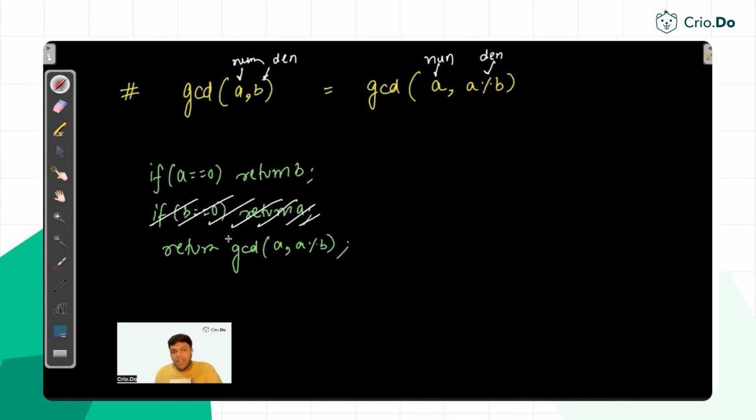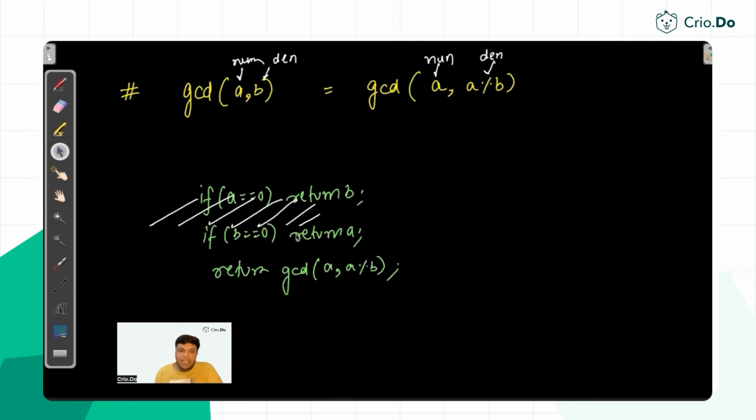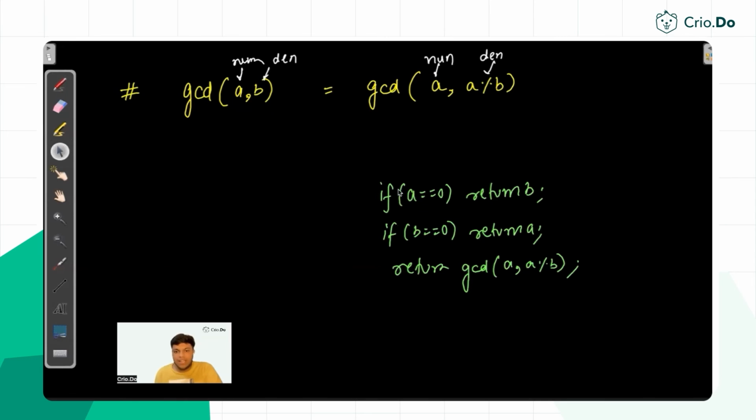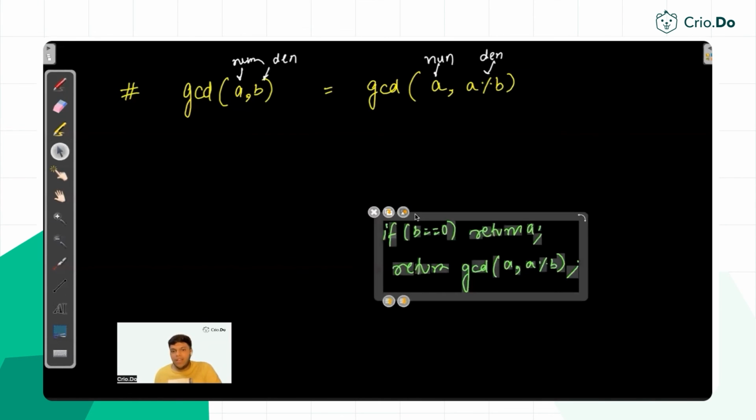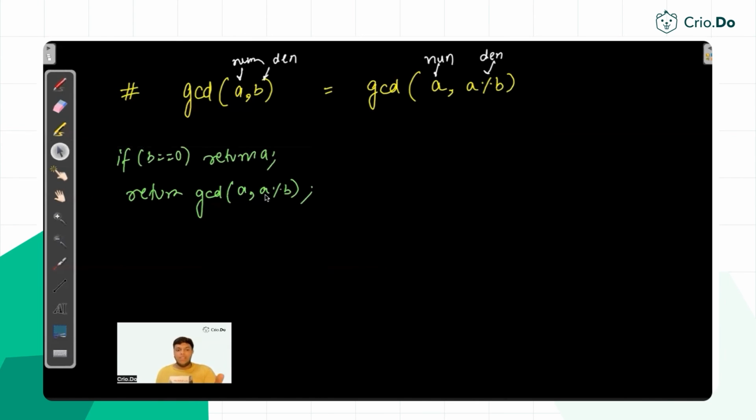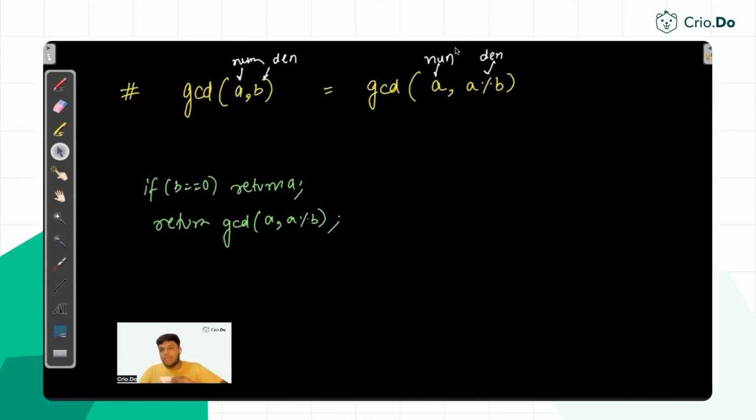You can just handle this one, and you can just handle this one. Or you can do vice versa also. That is, you can handle the second case. No need to handle the first case. Let's just remove the first case. Anything will work fine. If B is zero, return A, and otherwise return GCD of A comma A modulus B. So only these two lines of code will be there.